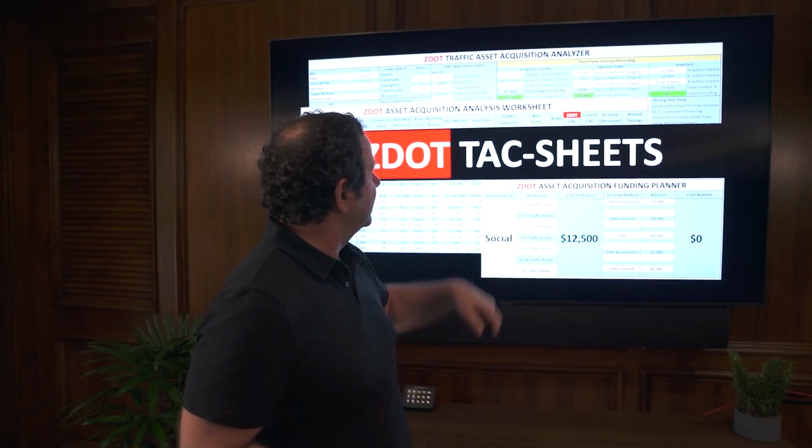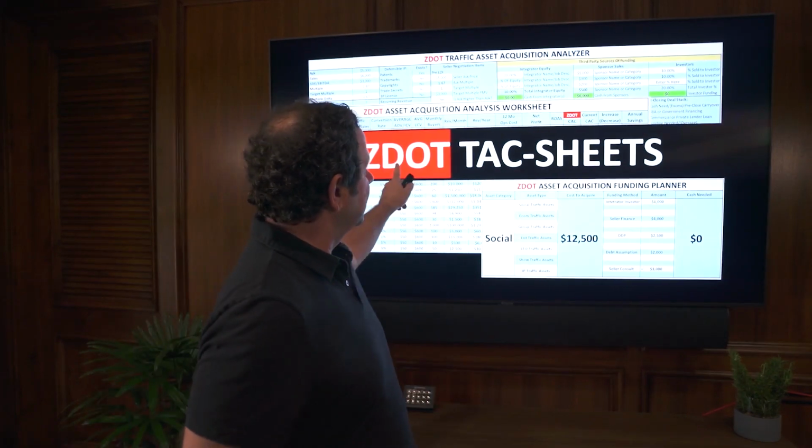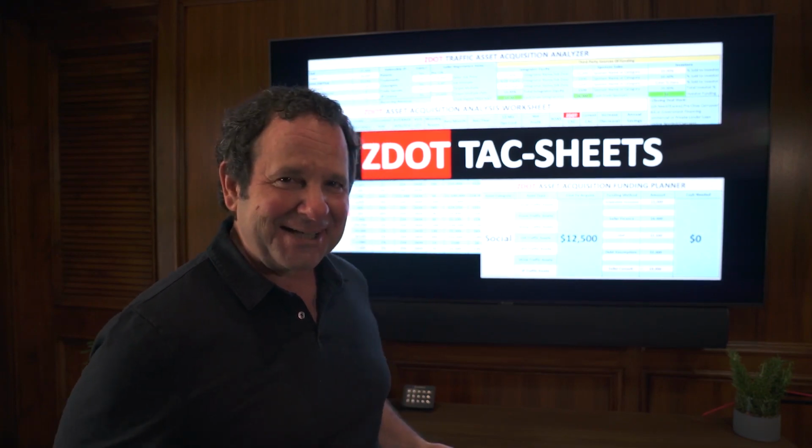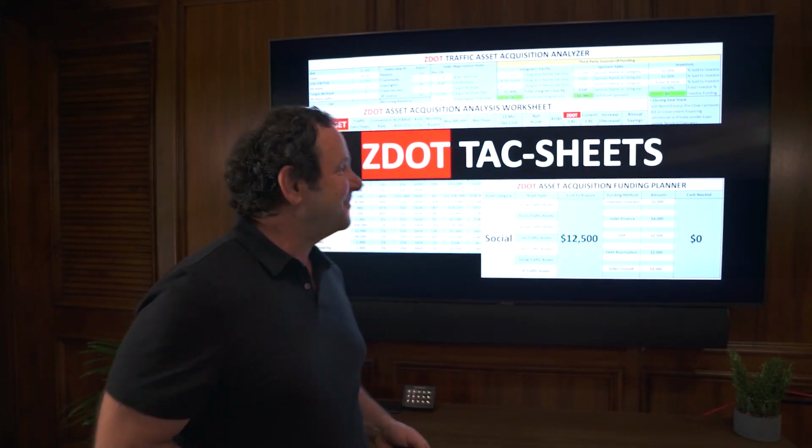They are combined into an Excel spreadsheet, which you can download here, and it is called the Zdot tax sheets. That is the traffic asset cluster, meaning that we've clustered these together in 7 different categories that I explained to you in the last session. And now we're going to actually do some analysis on them and see how we actually buy these things for $0 out of pocket.